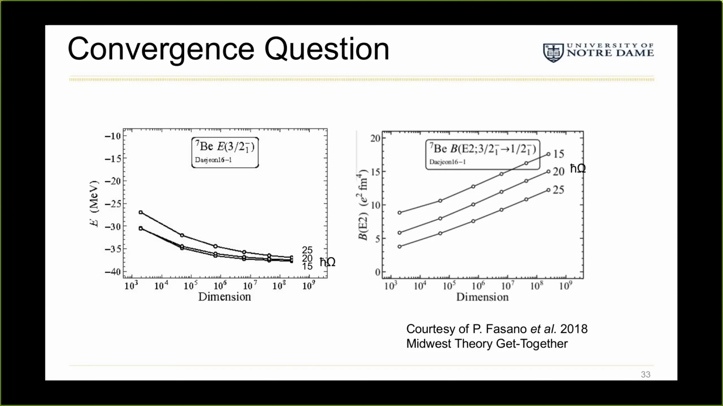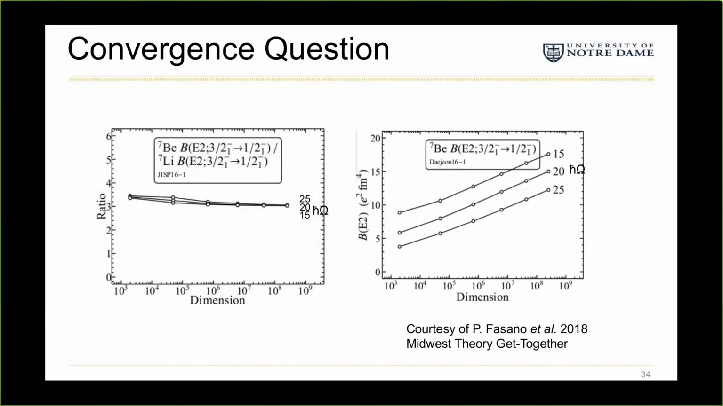problem. So instead of just plotting the Be2 of beryllium 7, they plotted a ratio of the beryllium 7 Be2 with the lithium 7 Be2. So this is a ratio of Be2 values in mirror nuclei. And you can see right away that these calculations are much better converged, and they converge very quickly, even by N max of 6.